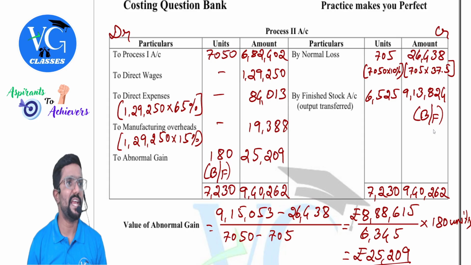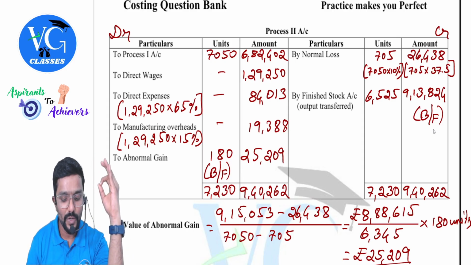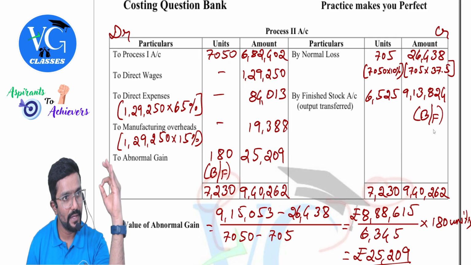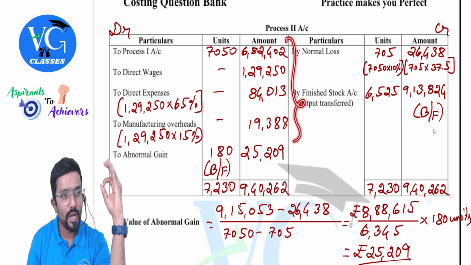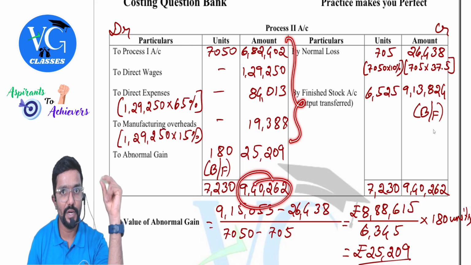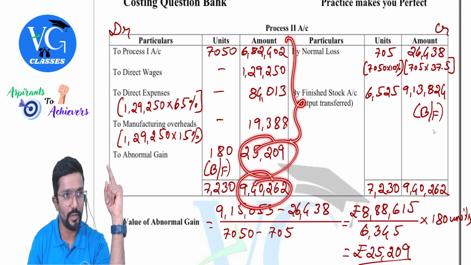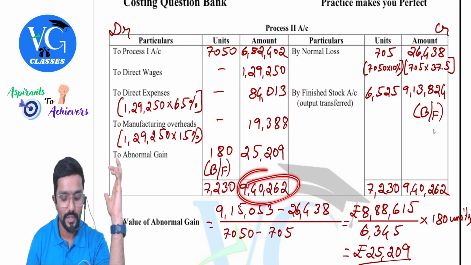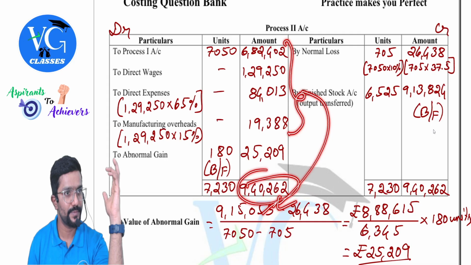Balancing figure of normal gain on the debit side. Clear? And once you close the units column, now we need to calculate cost per unit. First total the cost on the debit side, but don't write it here, because we will get this value also. Do the total, but don't write it in the total. Just take it here, whatever total you get.